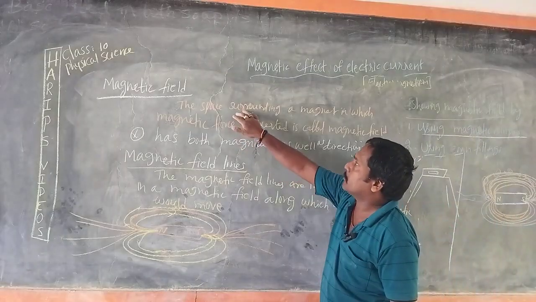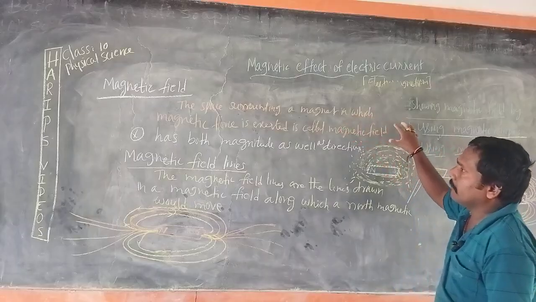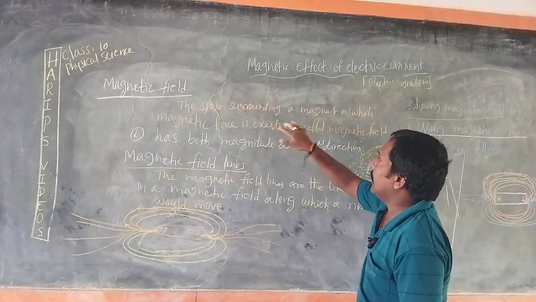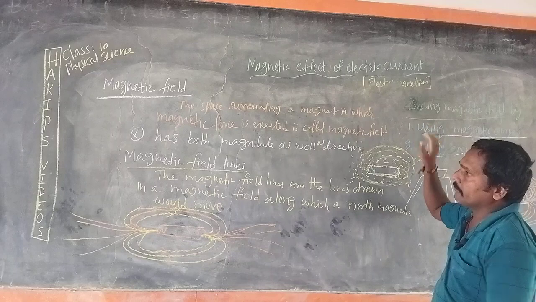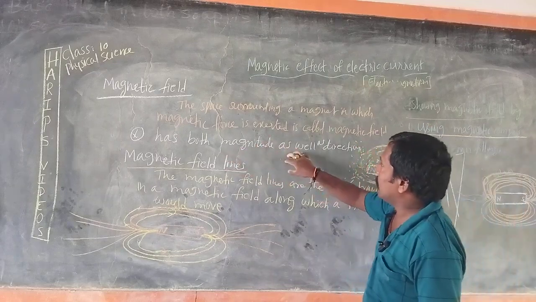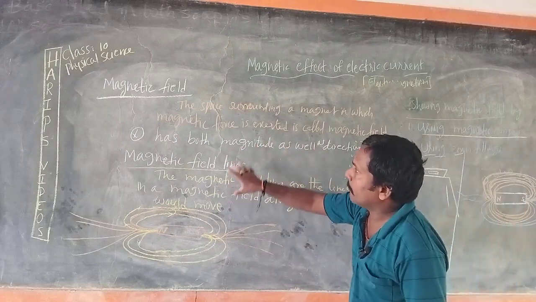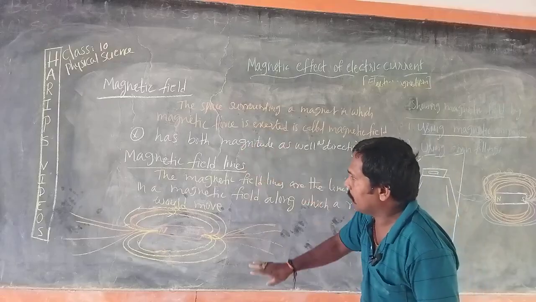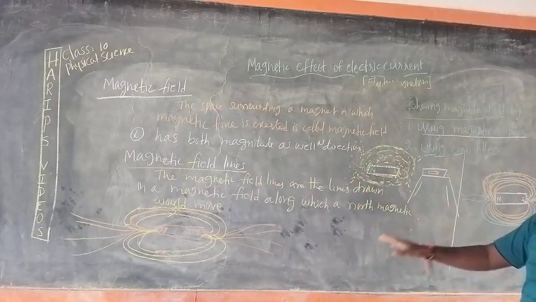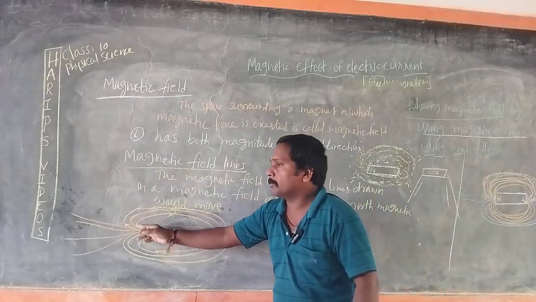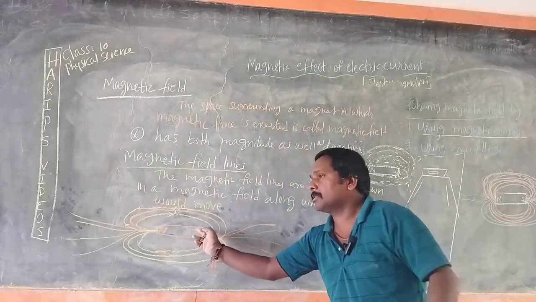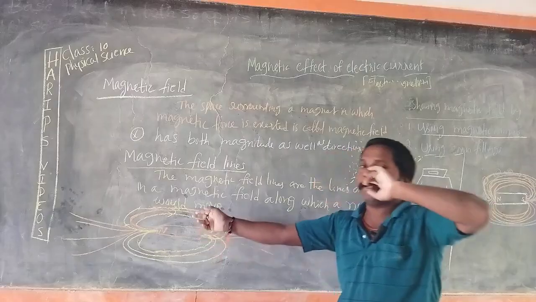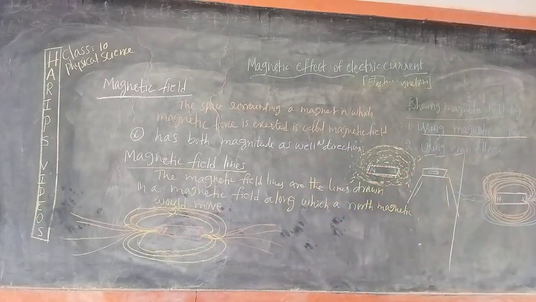So the magnetic field is the space surrounding a magnet in which magnetic force is exerted. It has both magnitude as well as direction. The magnetic field is represented by magnetic field lines. These lines emerge from the north pole of the magnet and merge into the south pole. You can represent the magnetic field by using a magnetic compass and by using iron filings.